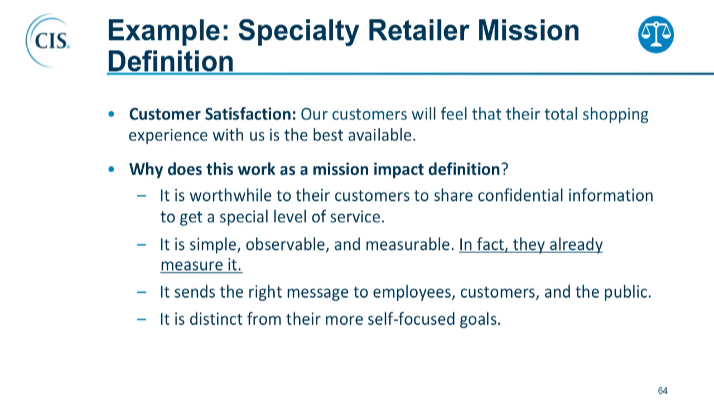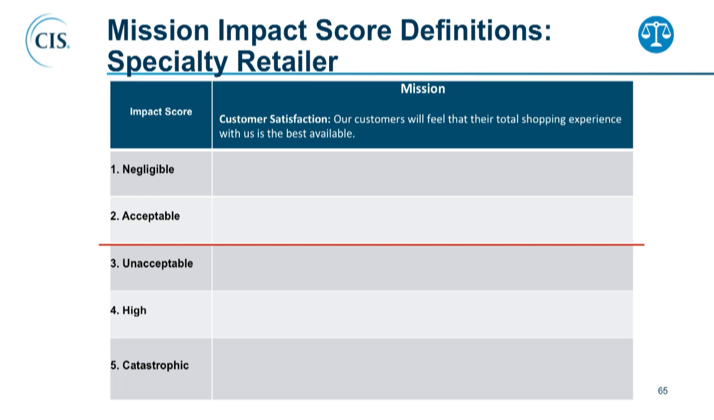Let's remember what their rules are. It's worthwhile to their customers to share their confidential information because they're going to be satisfied with their total shopping experience. It's simple, observable, and measurable. They already measure it. It sends the right message to employees, customers, and the public. Everyone can agree these are good things to do for a mission. And it's distinct from more self-focused goals. So let's take a look at what those look like.